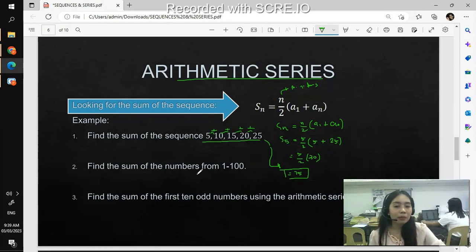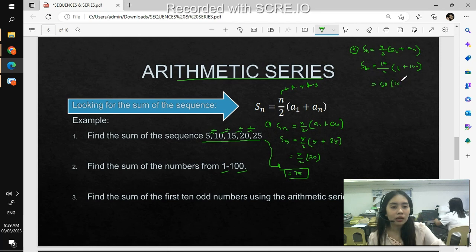Next example. Find the sum of the numbers from 1 to 100. This is already considered arithmetic because we can find a common difference. 2 minus 1 is 1, 3 minus 2, 4 minus 3, 5 minus 4, and so on. Let me write down 1 here because that's for problem number 1. We'll proceed to problem number 2 and we use the same formula, s sub n equals n over 2 times a sub 1 plus a sub n. Here we have 100 terms. Therefore, s sub n will be replaced by s sub 100. Then you have 100 divided by 2 times our first term, that is 1, plus the last term, that is 100. So this gives us 100 over 2, that is 50, times 101.